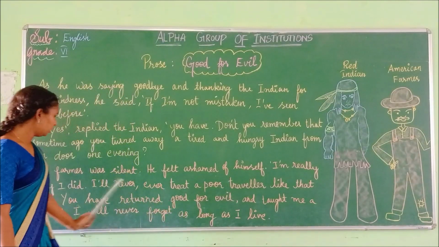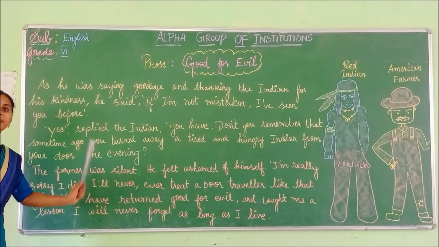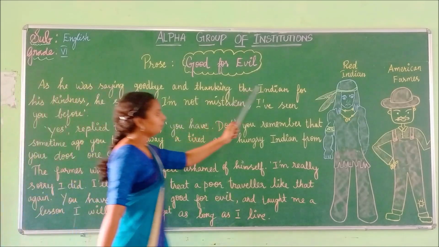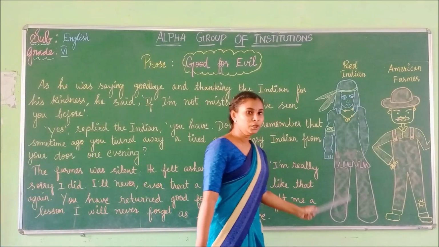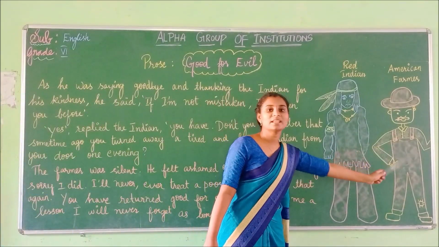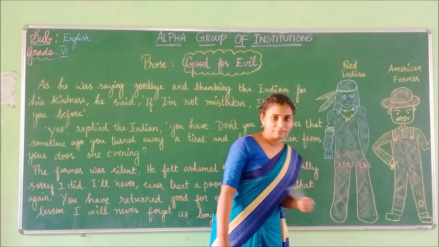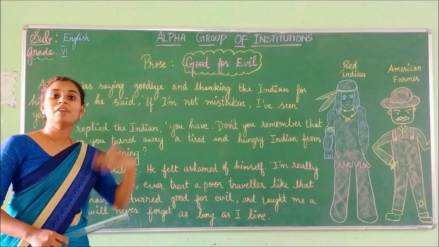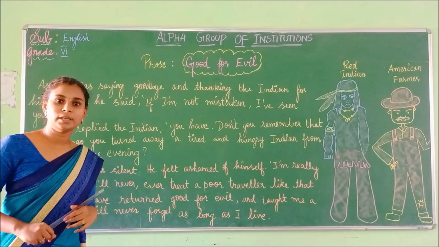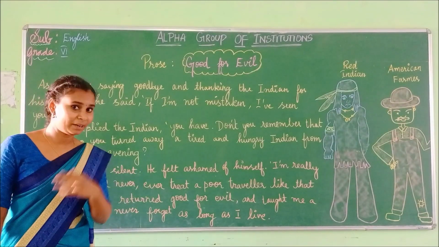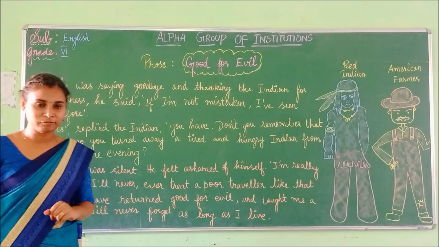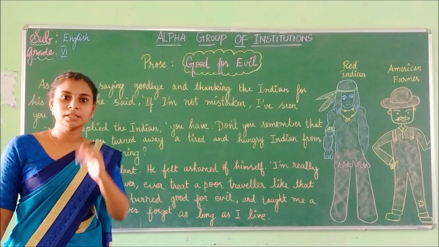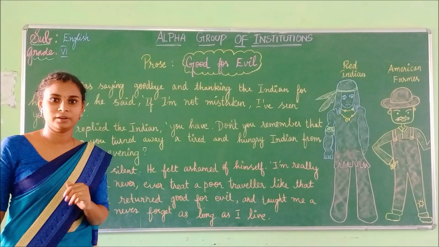So here, good for evil. Who has returned good for evil? That Red Indian. Who has done evil? That American farmer, right? He did not help the Red Indian when he asked for help. He was so tired and hungry, but the farmer did not give food. He just chased him away, right?